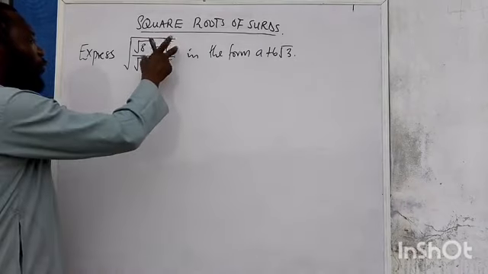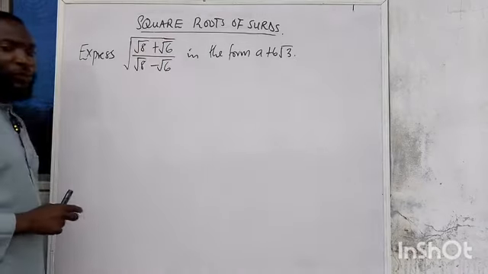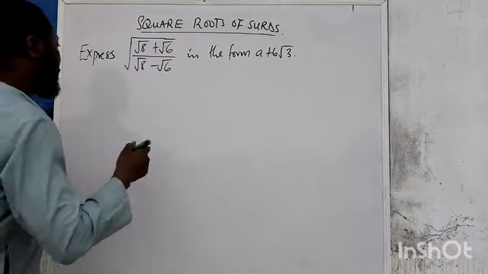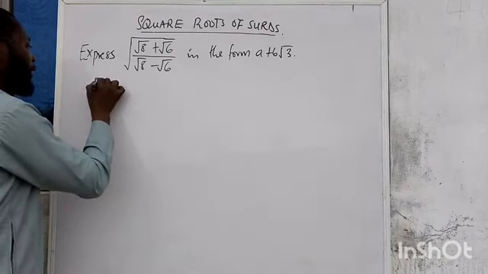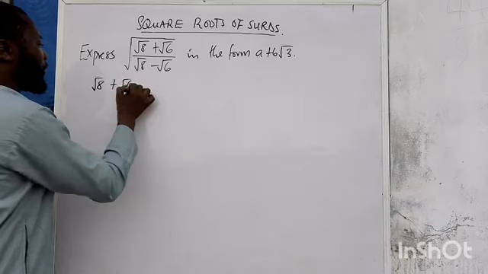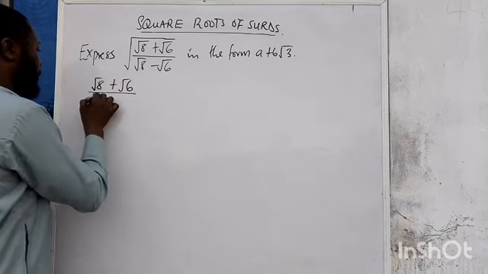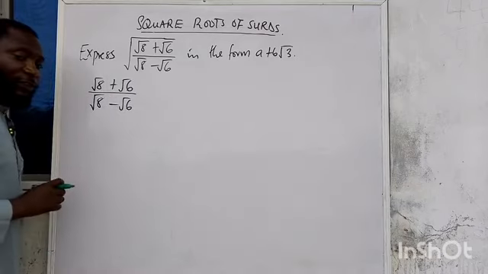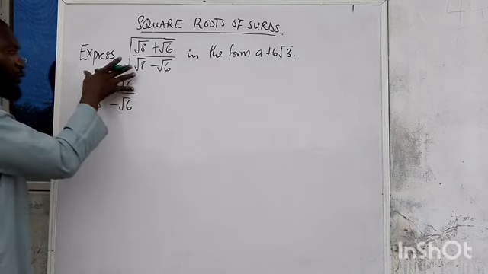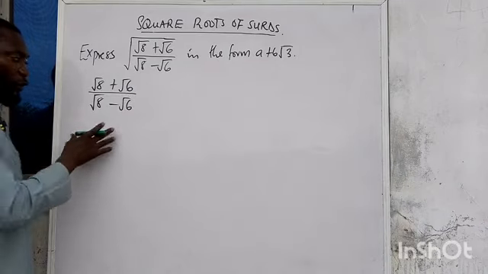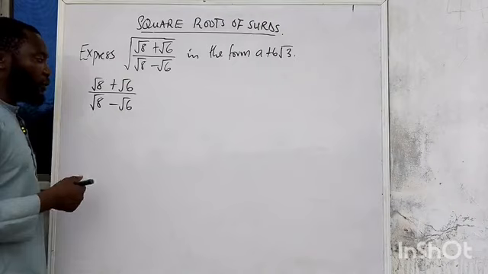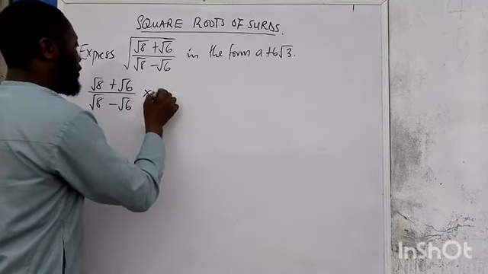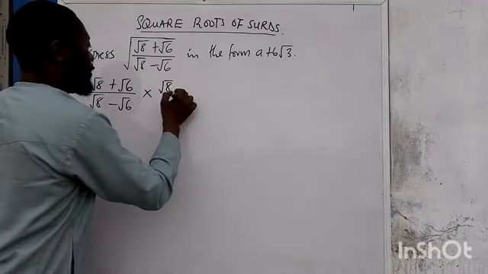We want to work with what is inside the root first, and after that we use the square root. In the question, we have the square root of square root of 8 plus square root of 6, divided by square root of 8 minus square root of 6. Now let's rationalize this. Don't forget, everything is still inside the big root, but we work with this first, then later we return the square root.